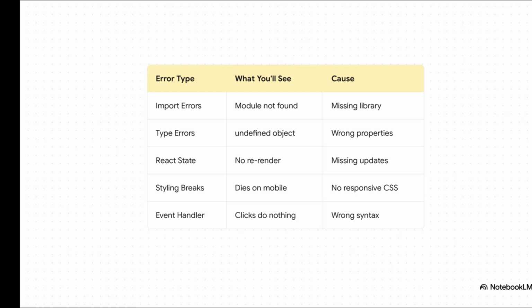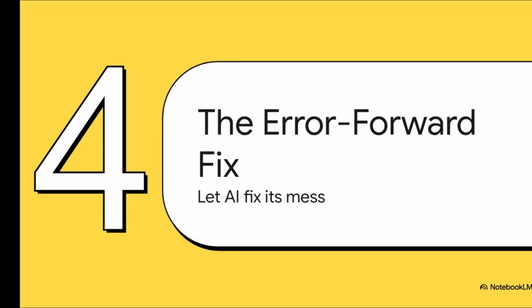This is almost always missing state updates. Fourth, styling breaks. Sure, it looks pixel perfect on your big desktop monitor, but the AI completely forgot to add responsive Tailwind classes for mobile. And fifth, event handler fails. The AI writes a beautiful function, but completely forgets to actually pass it down as a prop. So how do we actually cure these headaches?